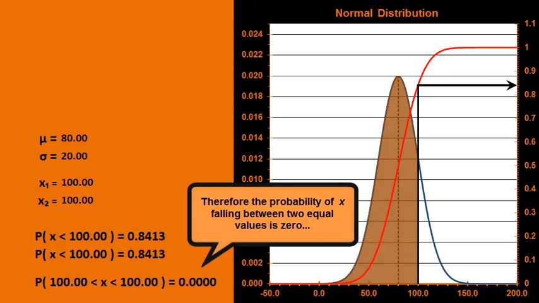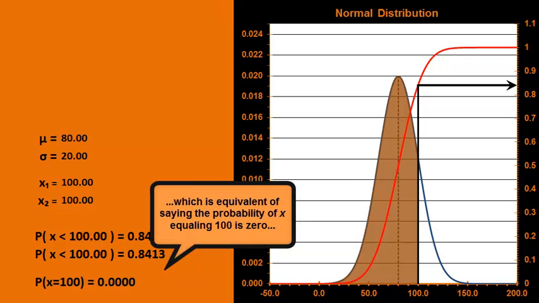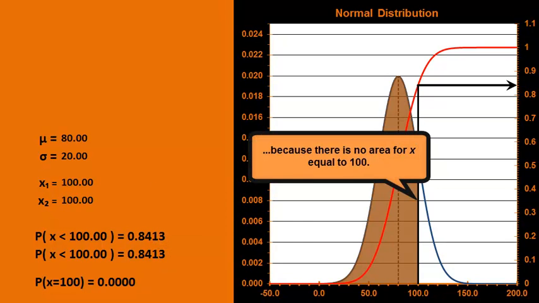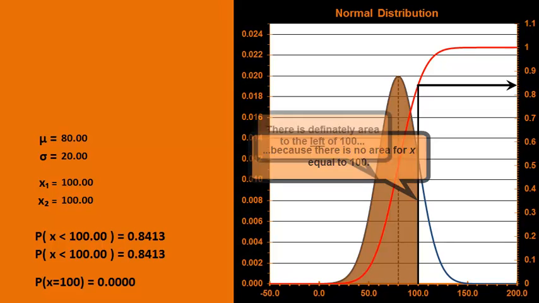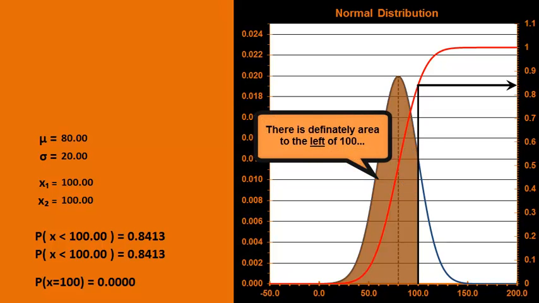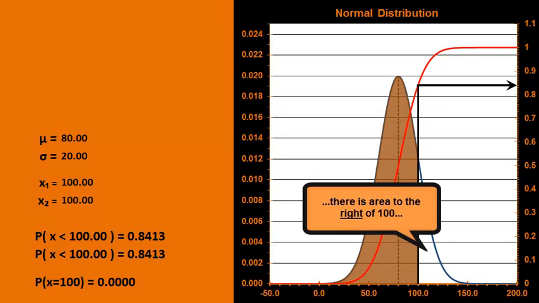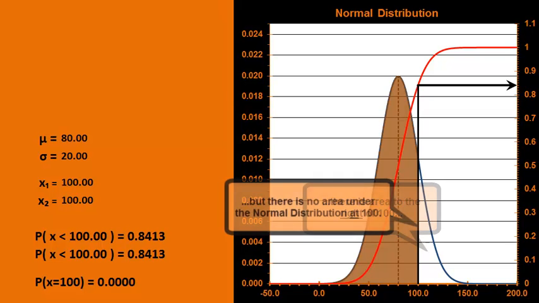Therefore, the probability of x falling between two equal values is 0, which is equivalent to saying the probability of x equaling 100 is 0, because there's no area for x equal to 100. There is definitely area to the left of 100, there is area to the right of 100, but there is no area under the normal distribution at 100.